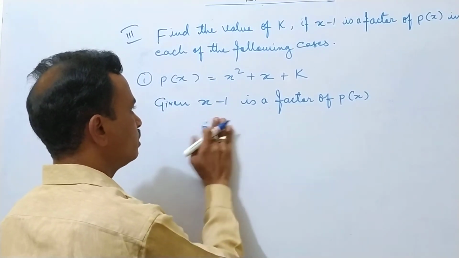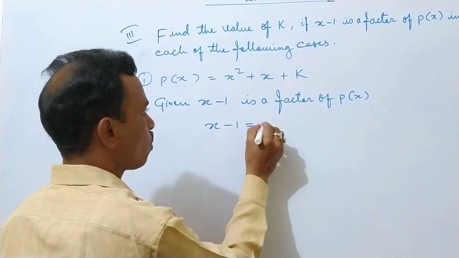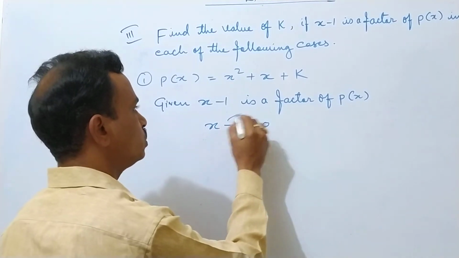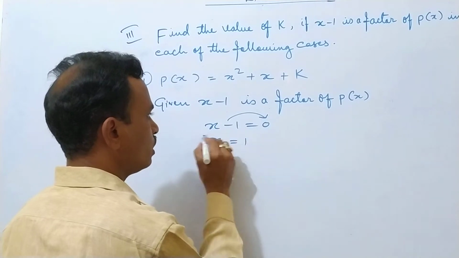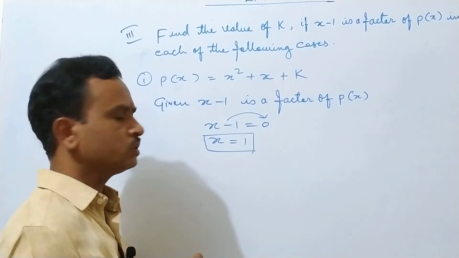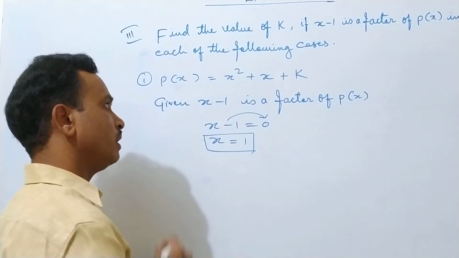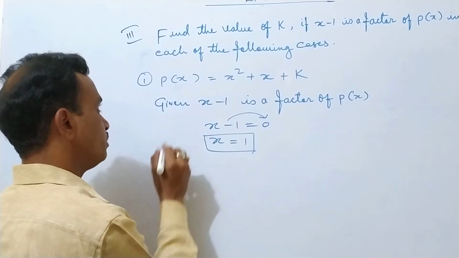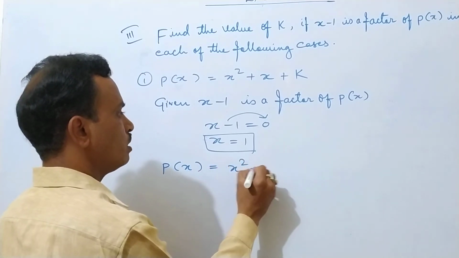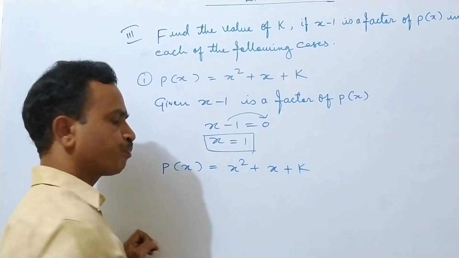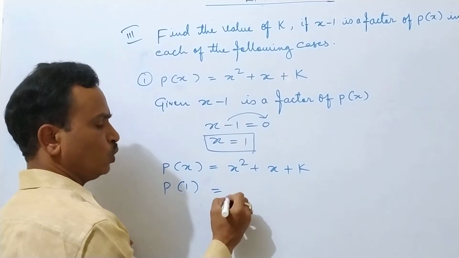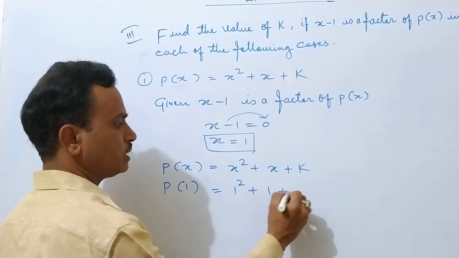First we will take x minus 1 equal to 0, then minus 1 we take to the RHS side, so it becomes plus 1. So x is equal to plus 1. Then substitute x equal to 1 in this polynomial. P of x is equal to x square plus x plus k. Now p of 1 is equal to 1 square plus 1 plus k.